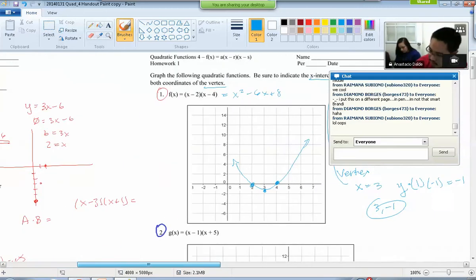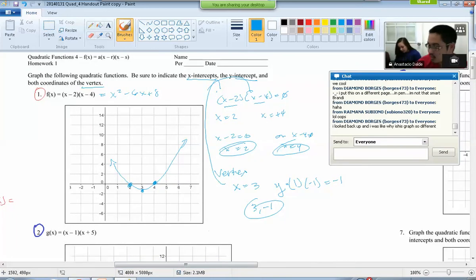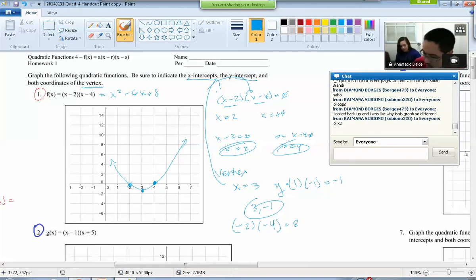So what I was asking you for here is what is the y-intercept? All you got to do is plug in x equals 0. So you plug in x equals 0 and we get negative 2 times negative 4, which is 8. And look, it kind of crosses right over there where we thought it would. That's our problem. Are we cool?